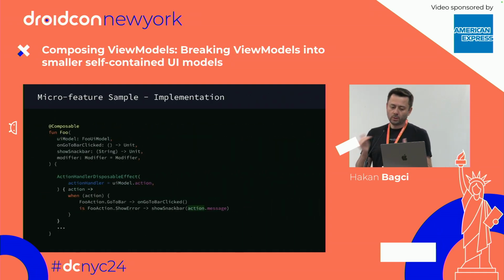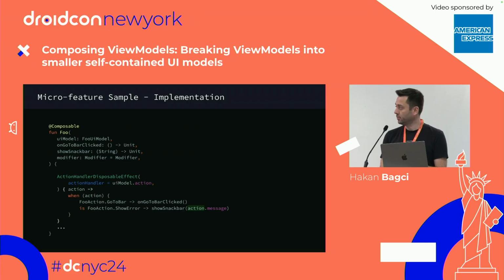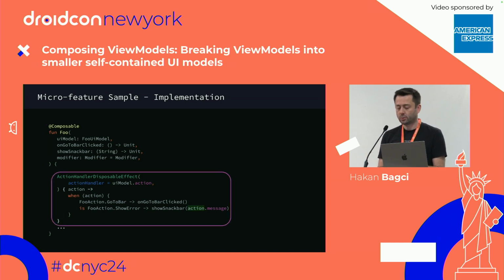Let's dive one more level down and see our composable implementation. As you can see, it's just an ordinary composable. It receives the arguments that are passed from the factory. The action handler disposable effect is a special construct in our code base. It's used to handle one-time consumables, so it's nothing special, and you can use any other way of consuming actions. And it's an opinionated implementation and nothing to do with microfeature architecture, but I just put it just to make it a working example.